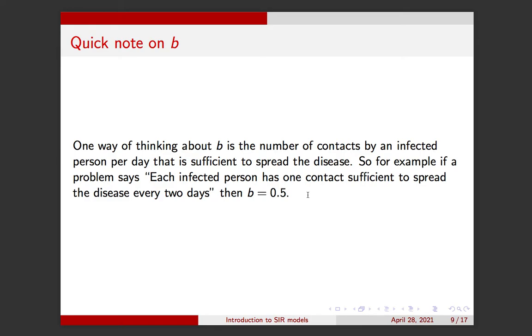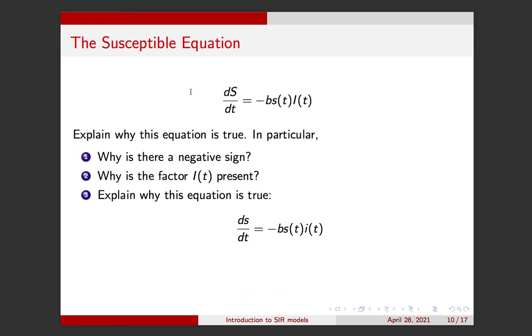Okay, so now let's start building the model. So here's the susceptible equation. Let's think about this. If you want to measure how the susceptible population changes per day, I'm claiming that on a given day, this many people leave the susceptible group, and there's a negative because the population of S is going down.